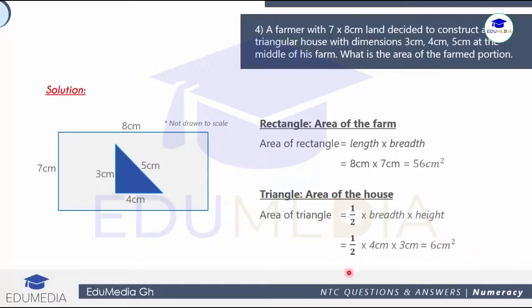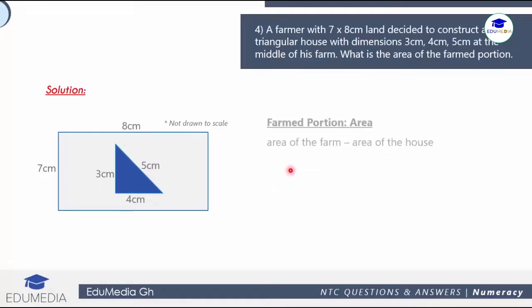So we've now gotten the area of the house and then the area of the farm. Now remember that the area of the house is in the area of the farm, because he's building in the farm, he's building on that same piece of land. So he can no more farm on the whole portion of the land. Portion of the land is going to be used for the building. So since we know the area of the whole farm, and then we also know the area of the house, then we should be able to get the portion that he's able to use solely for farming. So we'll move on to do that now, and then we find the area.